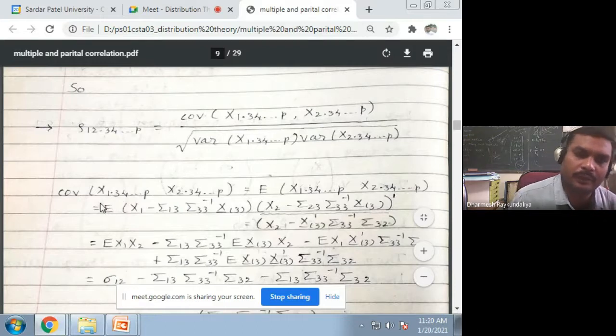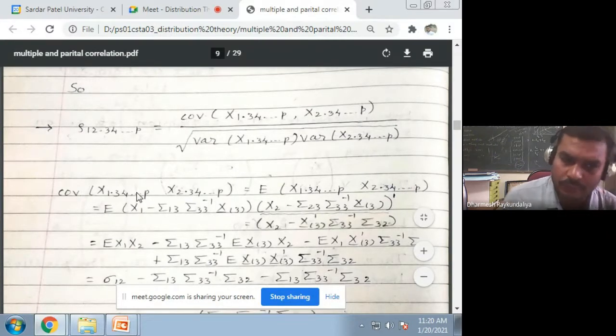So what is the observed value of x1? It is x1, and the predicted value is sigma 1,3 sigma 3,3 inverse x3. So when you find the residual, its expectation is 0. We have used that property. Here this is a residual, and this is also a residual, so the expectation is 0. So the covariance is the expectation of this into this minus the expectation of this into the expectation of this. But the expectation part is 0.